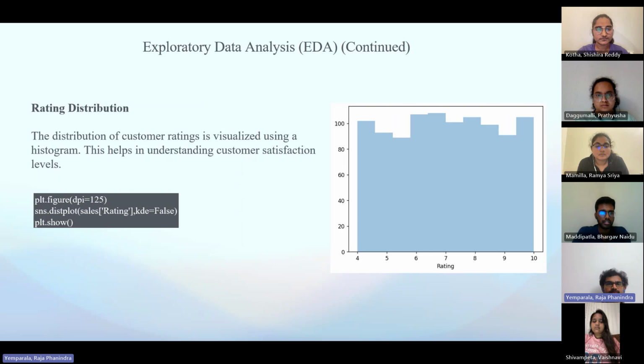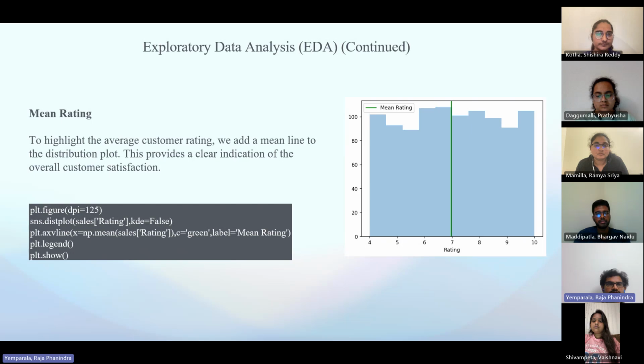This is the rating distribution for customer ratings, and we use sns.histplot from the Seaborn module, where on the x-axis we have the customer ratings, and on the y-axis the percentage of ratings that the customers have given.